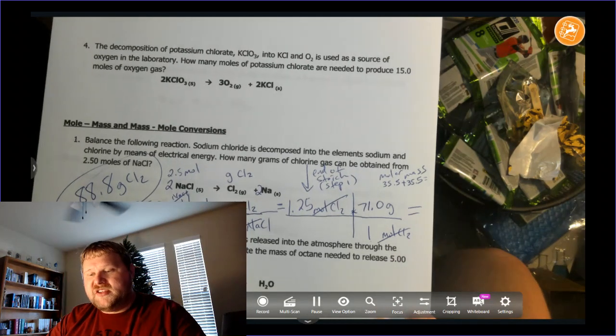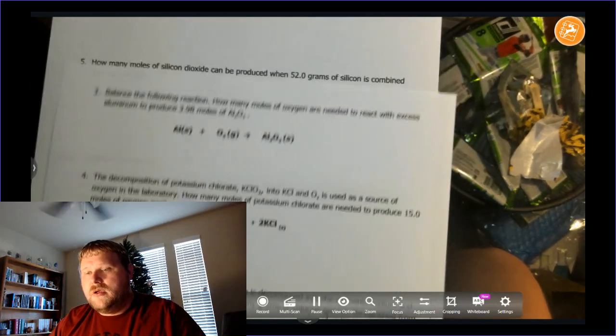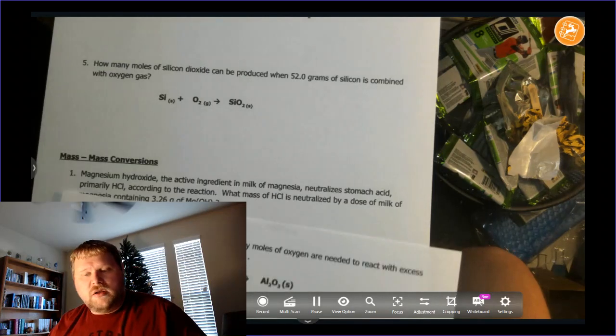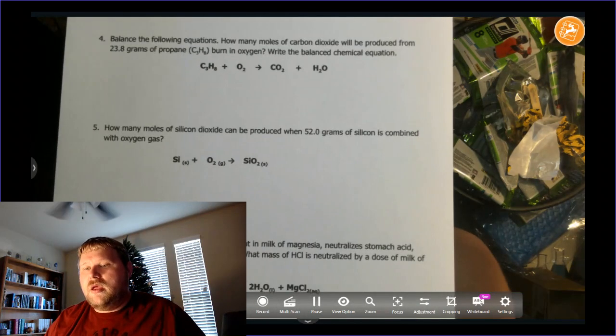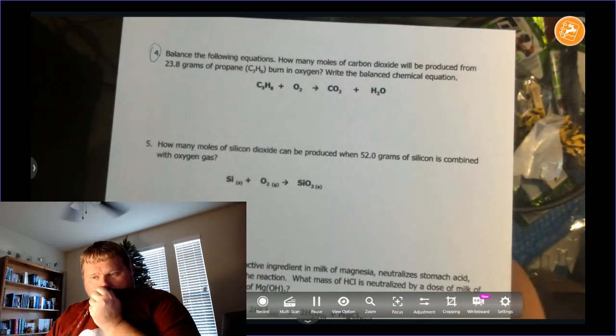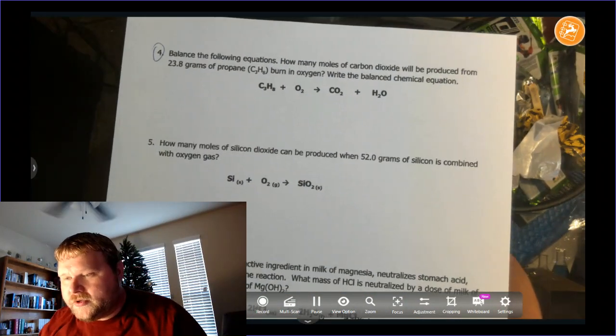All right, I'm just scanning through and seeing if I have another one. Yeah, let's flip a page again, and let's look at number 4. Excuse me, Corona's the worst.